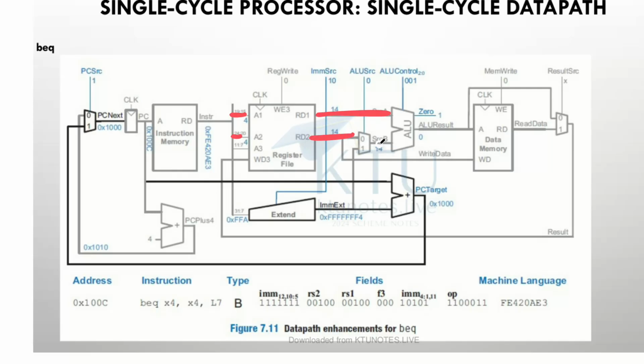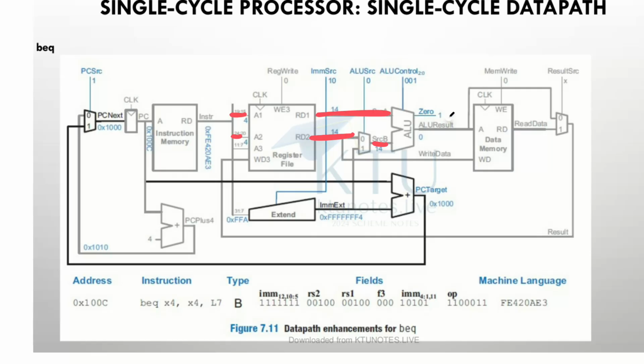First I have to take their value into the ALU. That means I have to subtract it. ALU control is 0 0 1 because I am subtracting. Here there is a multiplexer, that is ALUSrc. Now that value would be 0, because I am taking the value from the register. When I subtract and the result is 0, my zero flag is 1. That means I got a zero flag.